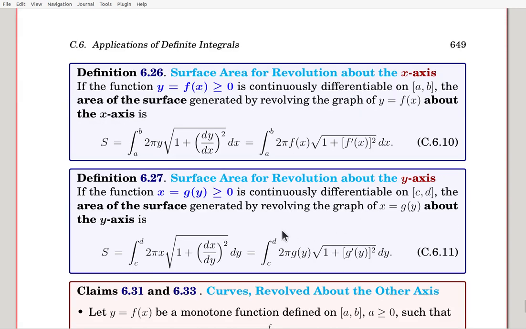If the revolution is happening about the y-axis, then the integration is in the y direction, from c to d. In this case the radius is x, so 2 pi x, and this portion is the same as ds. We have to express everything as a function of y, so that we reach this one.